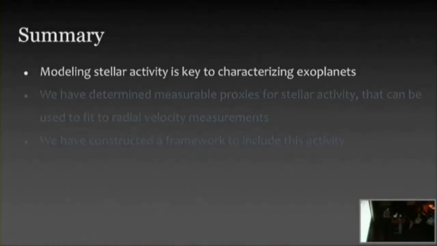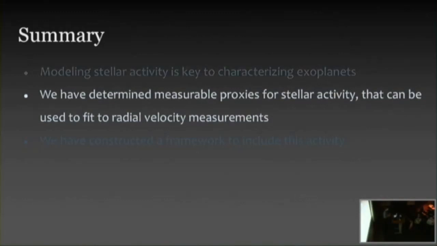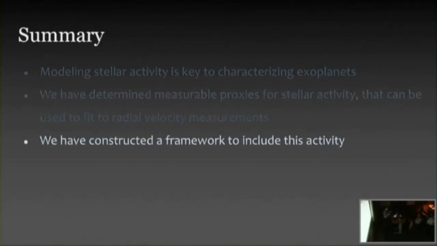Modeling stellar activity is key to understanding and characterizing exoplanets. Remember back to that first graph where we had that tiny little orange line on top of the stellar variability for an Earth signature. We'd never be able to find that. So we have to tackle this problem to see these kinds of planets. We have determined measurable proxies for stellar activity that can be used to fit to these measurements of radial velocity. And most importantly, we have constructed a framework to include this activity.